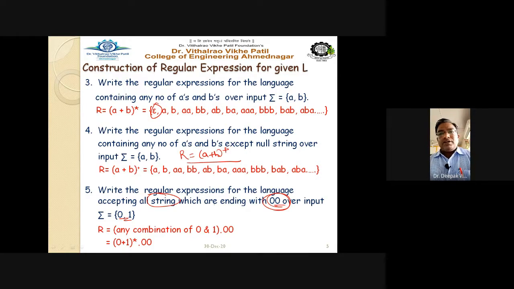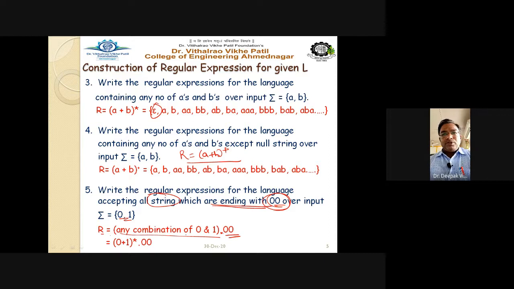So read the question carefully. The strings are such that all strings must end in a double zero only. While writing the regular expression, I write r equal to any combination of 0 and 1, dot. Dot means it is compulsory, dot 00. That particular string must end with 00.